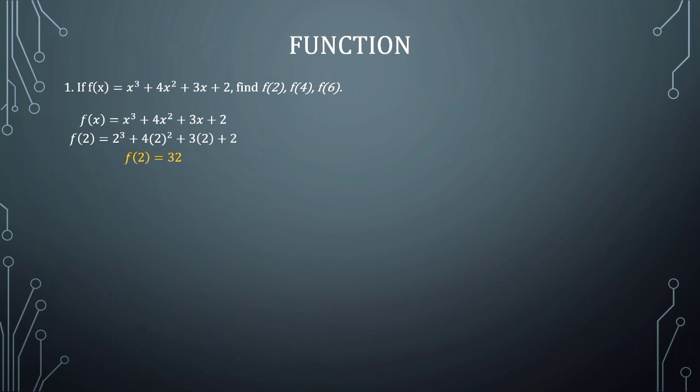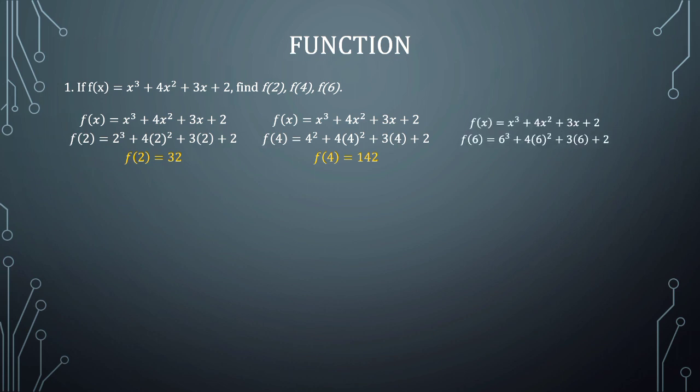It is also the same in finding f of 4 and f of 6. First, we write the equation, then substitute, then solve, and the answer would be f of 4 equals 142. As well as for f of 6, the equation would be f of 6 equals 6 cubed plus 4 times 6 squared plus 3 times 6 plus 2. And the answer would be f of 6 equals 380.